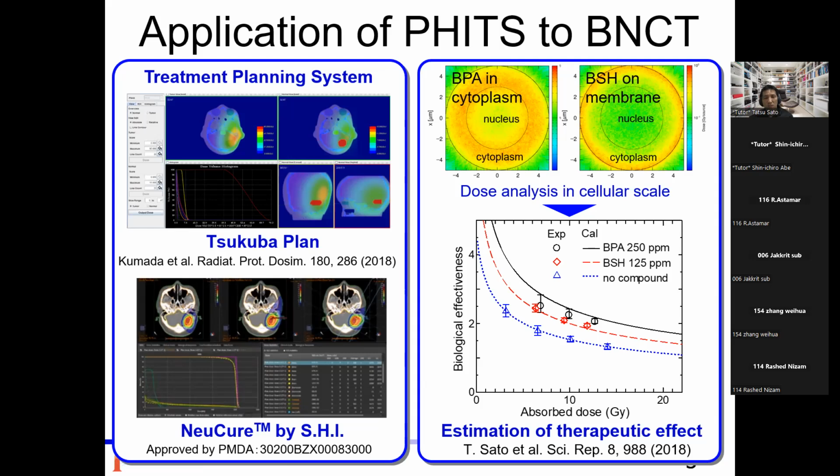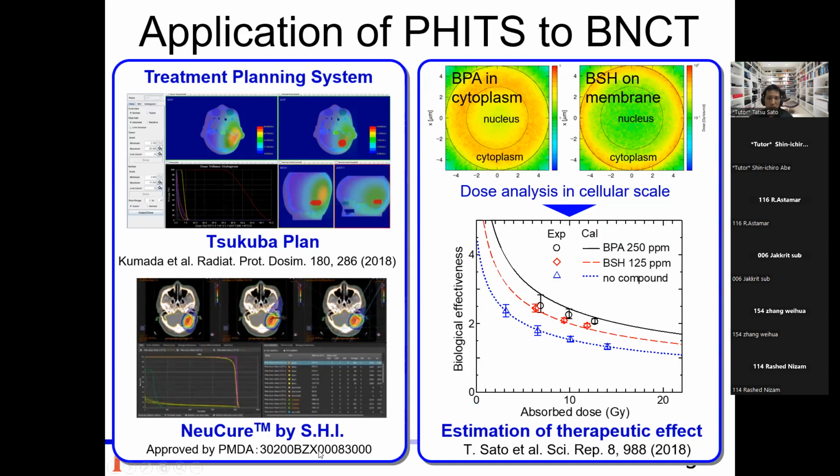FITS has been extensively used for this application, particularly for treatment planning systems. There are two treatment planning systems developed by Japanese companies. One is NuCure, developed by Sumitomo Heavy Industries, and now it is used in several hospitals in Japan, and daily used for BNCT treatment planning in Japan. It is mostly for accelerator-based BNCT.